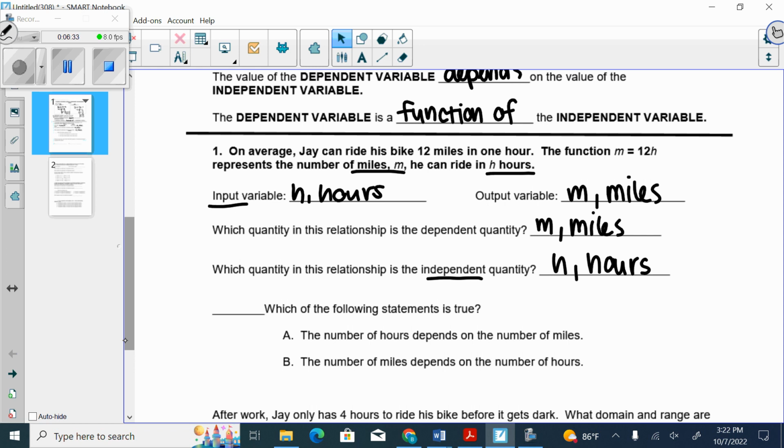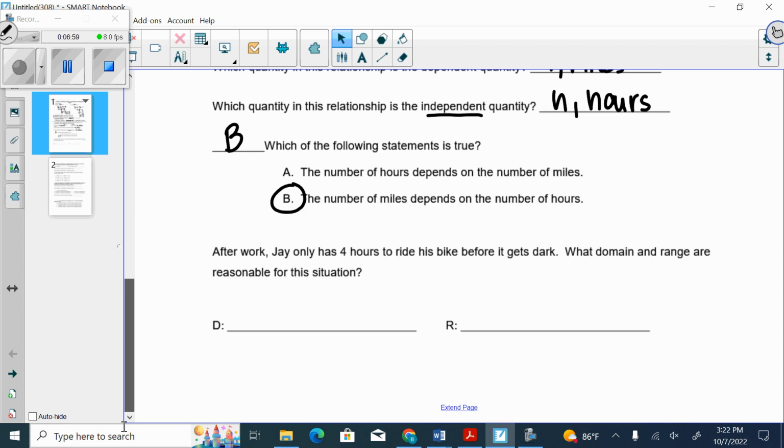Okay, so then they ask, which one of the following statements is true? The number of hours depends on miles, or miles depends on hours? Which one is it? You guys already answered this for me. The number of miles depends on the hours, is that what you said? Yes, very good.